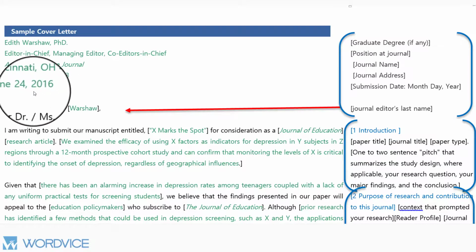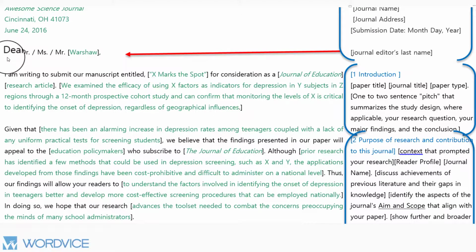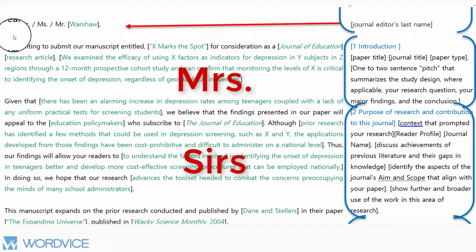Now this date will generally be the date that you send the letter if you are submitting on that same day. In the salutation, you should keep it simple. Dear Dr. Warshaw or Ms. Warshaw. But you should note that you should not use terms such as Mrs. or Sirs, as those can be presumptuous of a certain gender.